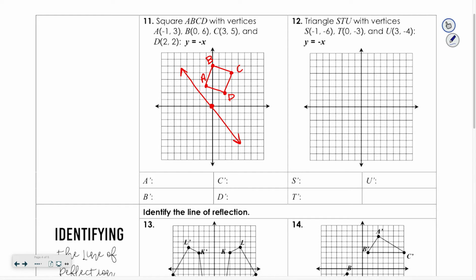All right, so we're changing x, y to negative y, negative x, right? I forgot to put D. Mine was a triangle. All right, so what is my A prime going to be? That would be negative 3, 1. B is going to be negative 6, 0. Negative 5, negative 3. And negative 2, negative 2. Who's a good mathematician? Me. All right, and then you're going to graph the second one, if you want all the points.